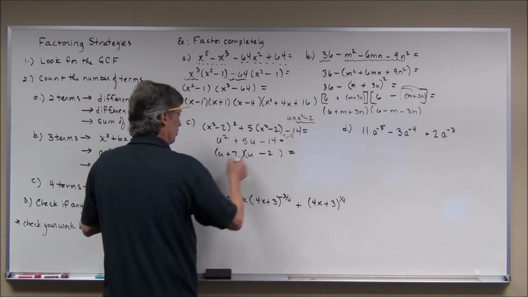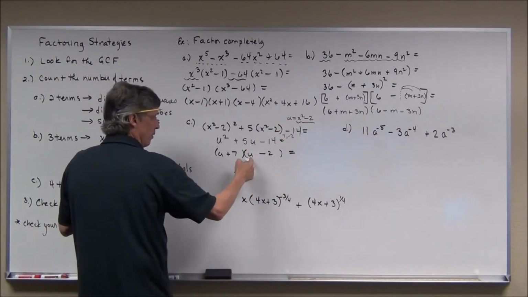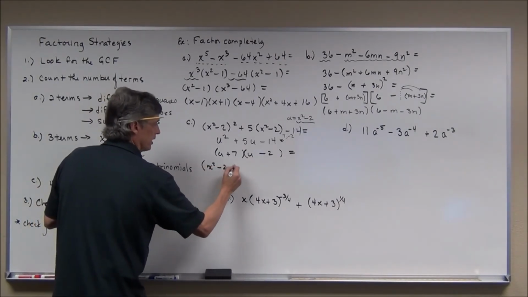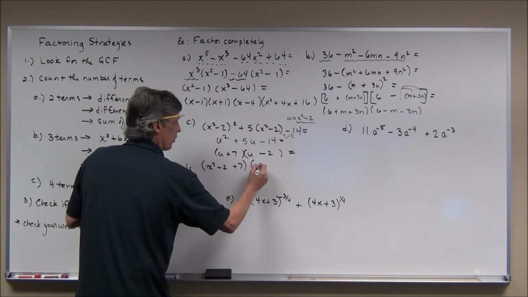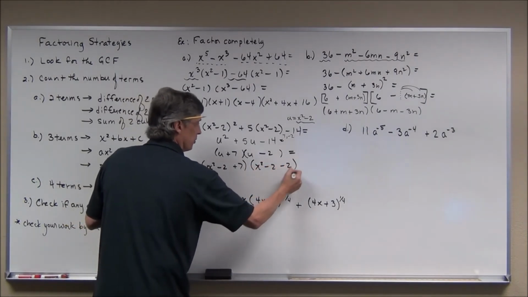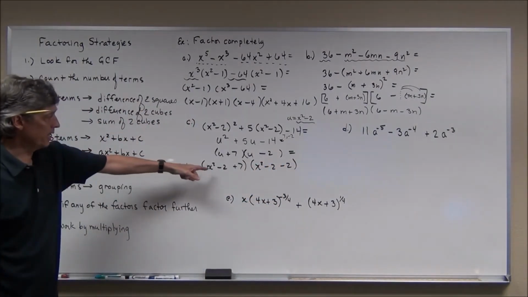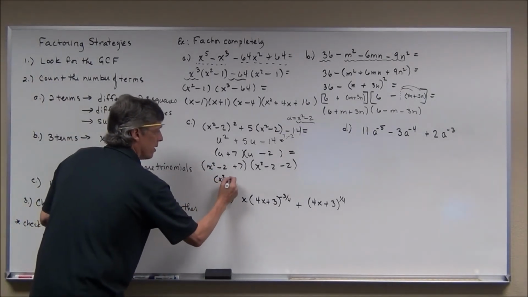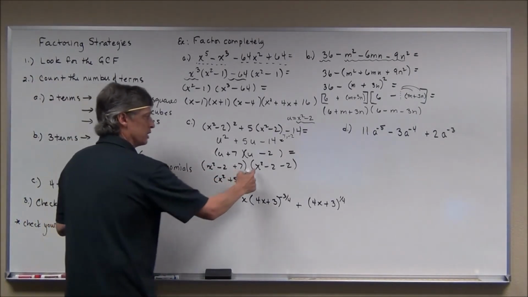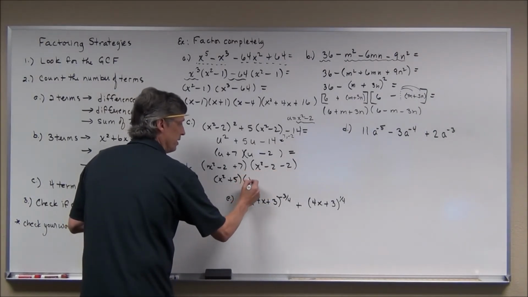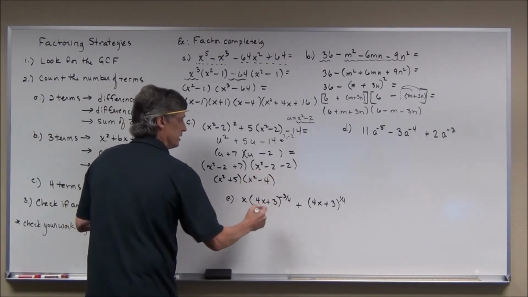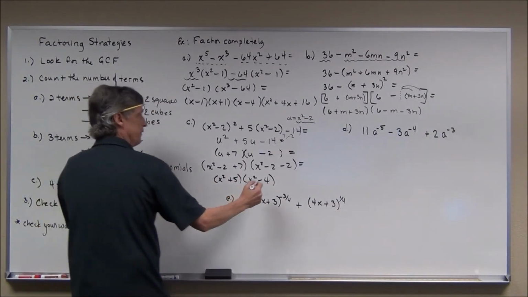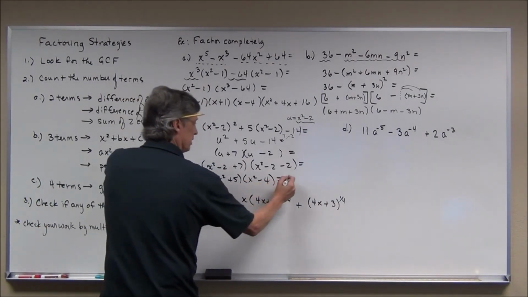This right here goes in for the u in both spots. So I have x squared minus 2 plus 7, x squared minus 2 minus 2. Now, x squared minus 2 plus 7 is going to give me x squared plus 5. x squared minus 2 minus 2 is going to give me x squared minus 4. Son of a gun, I have a difference of squares. This factors even further. This is a fun problem.